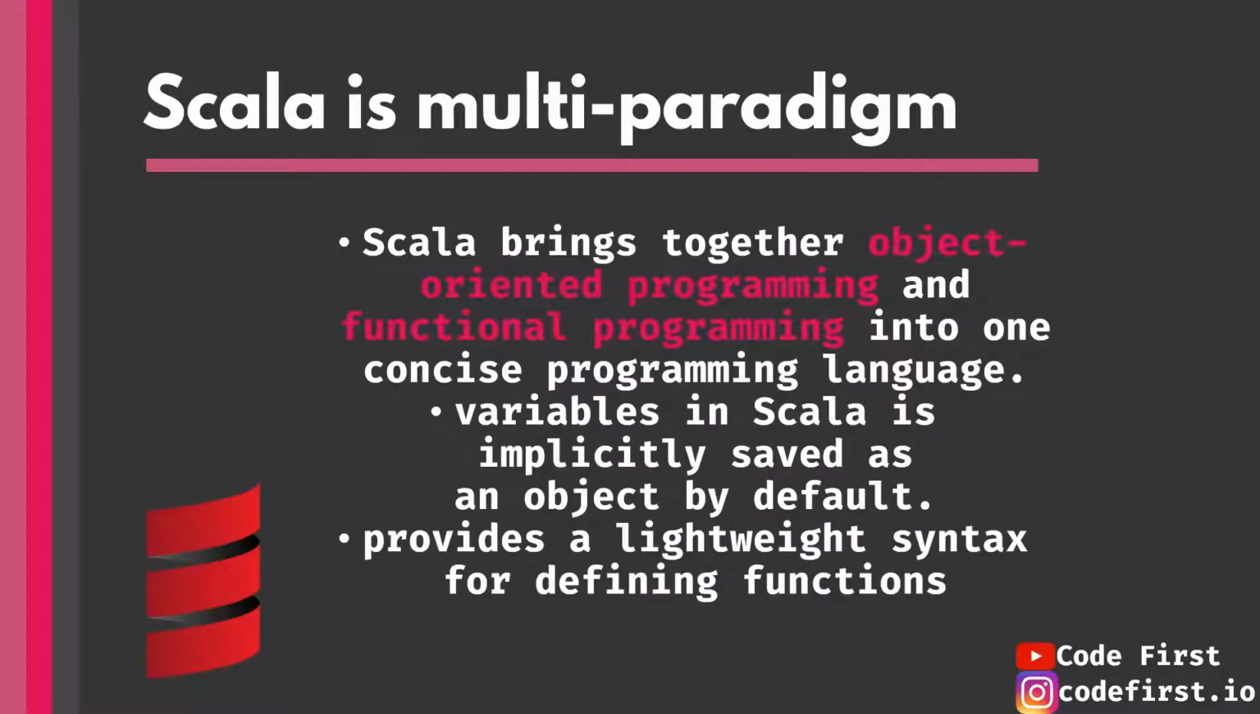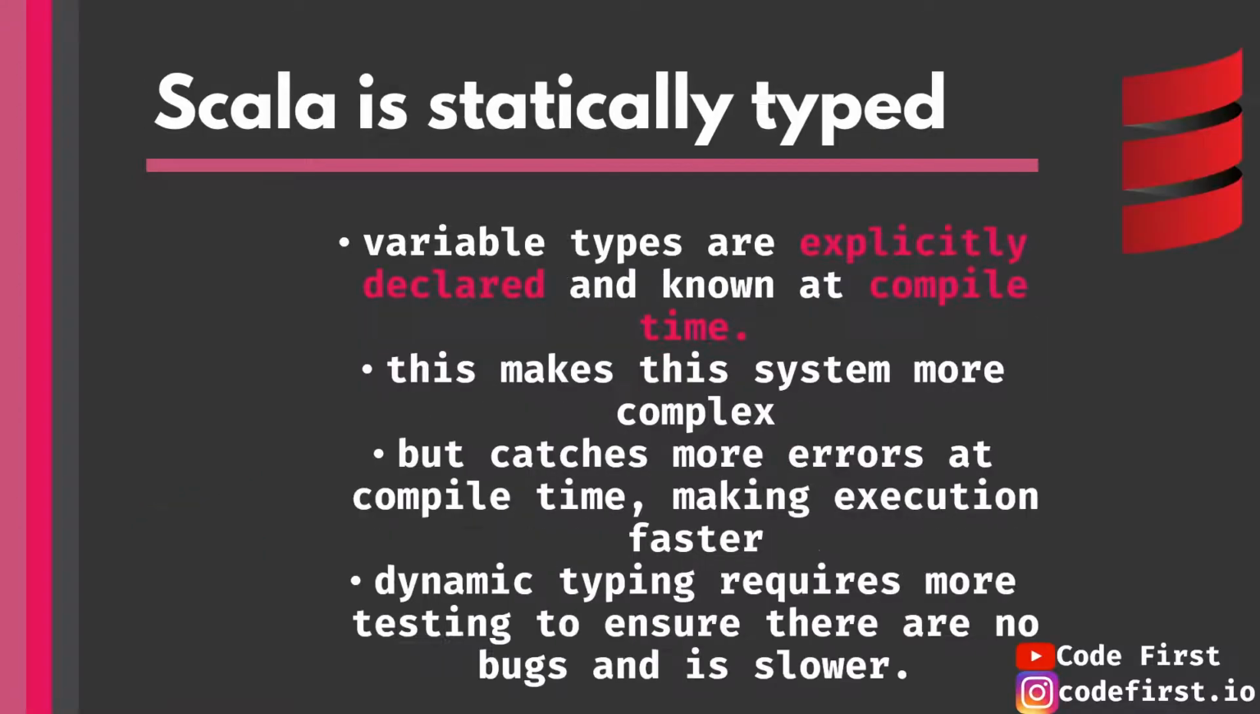So Scala is multi-paradigm. What does that mean? It brings together object-oriented programming and functional programming. Object-oriented, like Java for example, has objects, and the variables in Scala are all saved as objects. This is what makes it a powerful object-oriented programming tool. However, it also provides functional programming, making it really easy for us to mold the two together without having to combine different languages. It's all in one concise programming language.